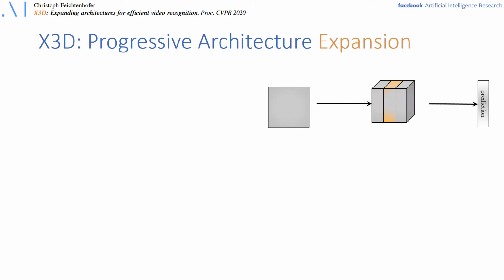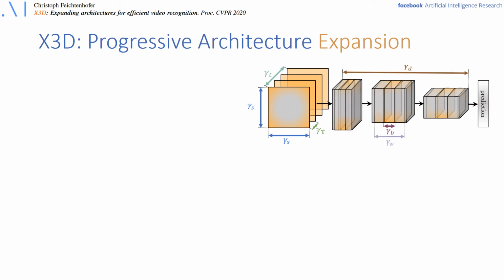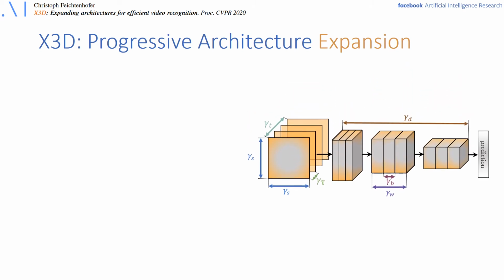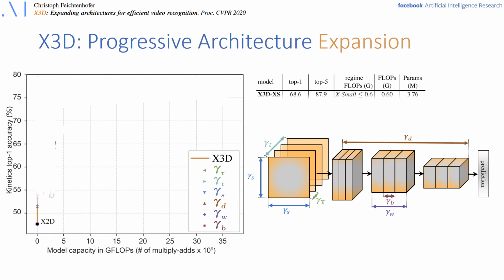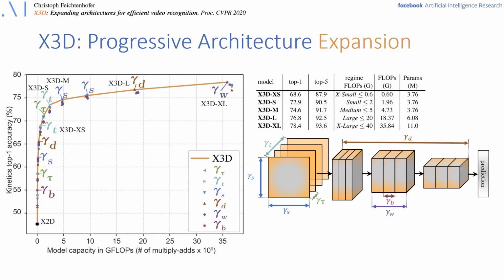In the experiments, the expansion starts with X2D, the tiny image model with a single frame, and expands it first across the bottleneck width of the model, then the frame rate, the spatial resolution, the depth of the network, and finally also the global width of all layers. The output of our expansion is a sequence of models from extra small to extra large capacity. So we exponentially increase the model complexity in each expansion step by doubling it.